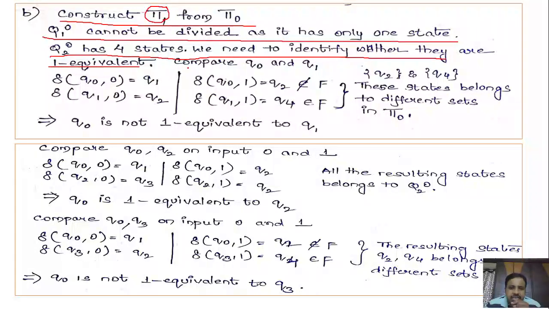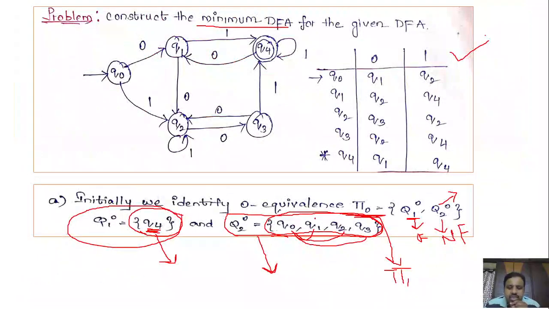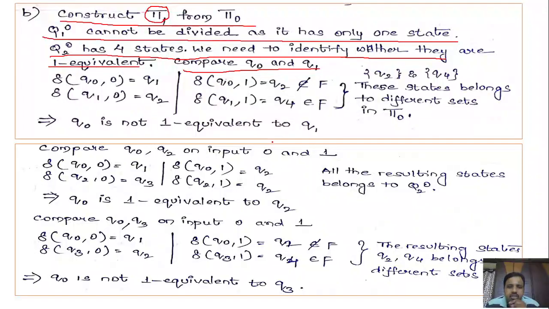First, compare q0 and q1. Take the pair of states q0 and q1, and compare them. How do we compare? Perform the delta transition: delta of q naught comma 0. First check where the transition from q naught on 0 is going, and then similarly check where the transition from q1 on 0 is going. Here you could see delta of q naught on 0 goes to q1, and delta of q1 on 0 goes to q2.